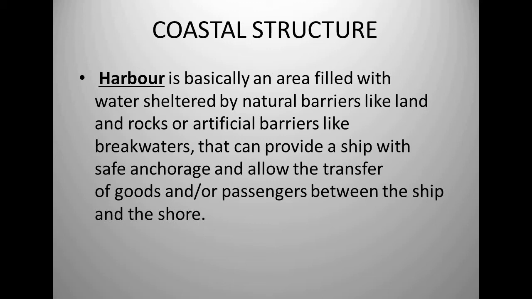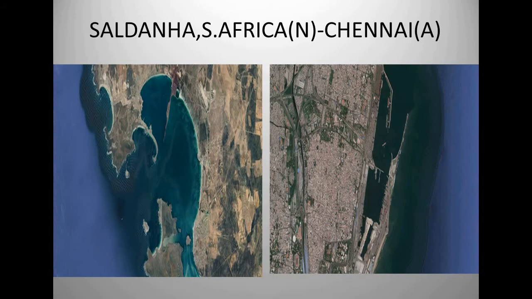A harbour is basically an area filled with water, enclosed either by natural barriers or artificial barriers, that can provide a ship with safe anchorage and allow the transfer of goods or passengers between the ship and the shore. On the left side is Saldanha, South Africa, a naturally formed harbour. Towards the right is the Chennai harbour, which is an artificially man-made harbour.